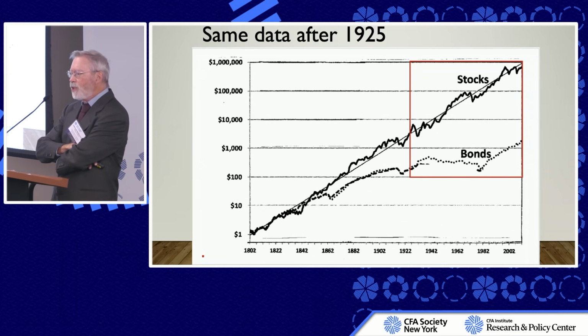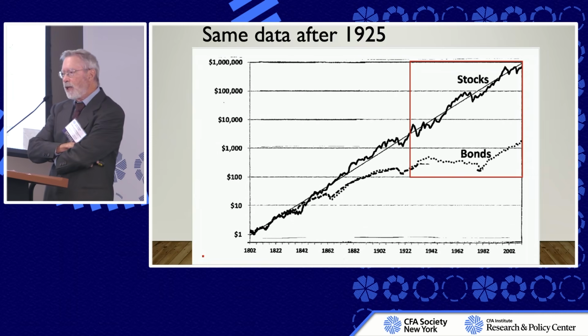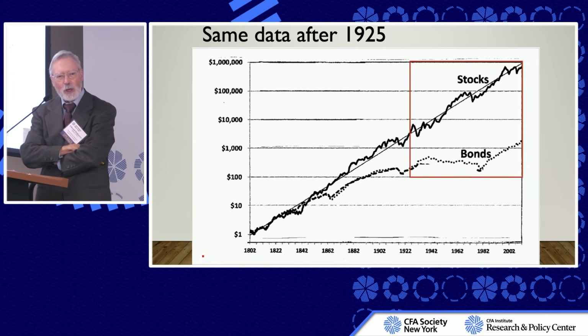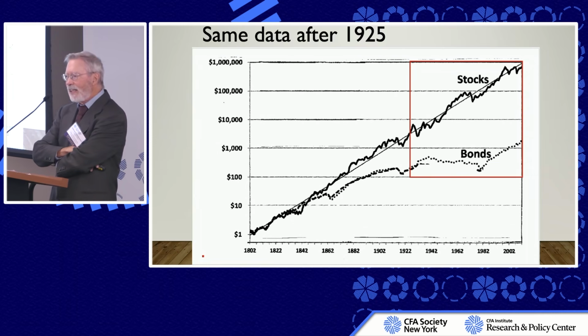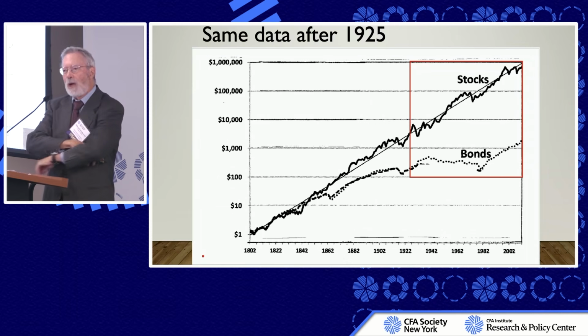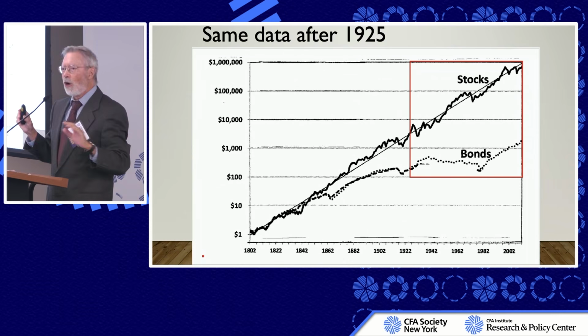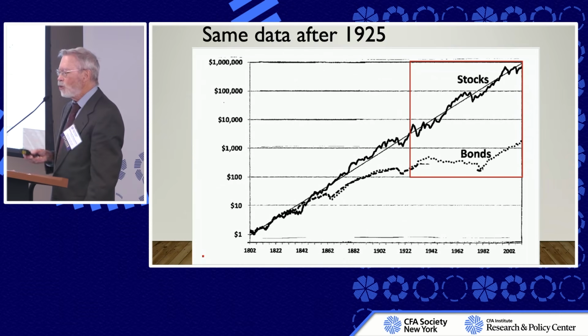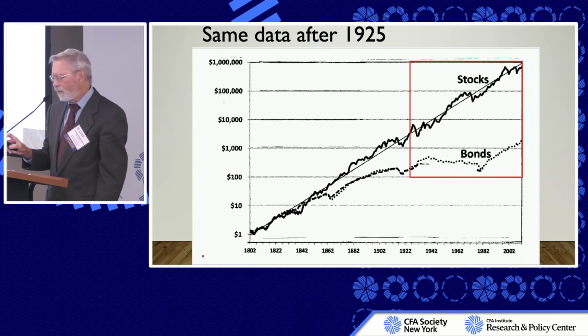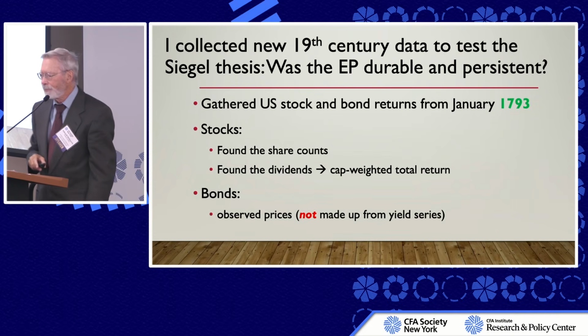We have no dispute about the area in the red square. We are using exactly the same data. It's Ibbotson's long bond data, and it's the CRSP total stock data. So all of our disagreement is going to be to the left of that red square.